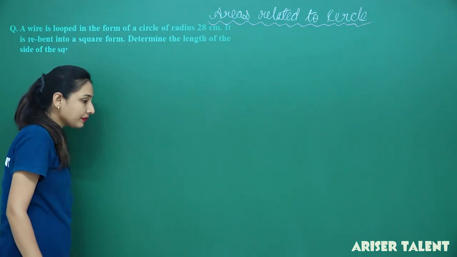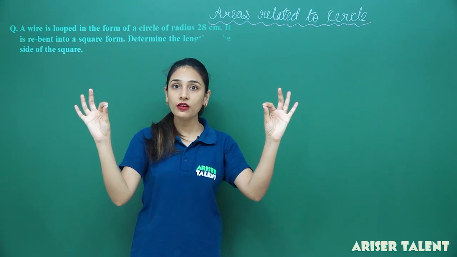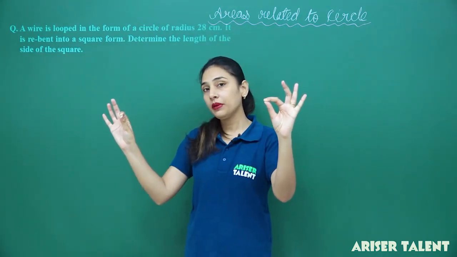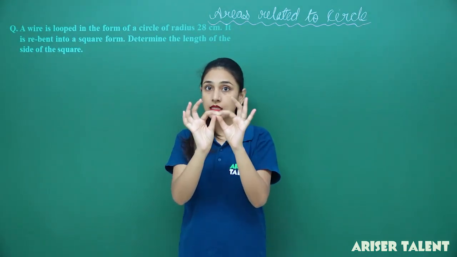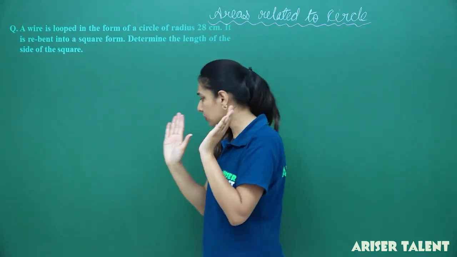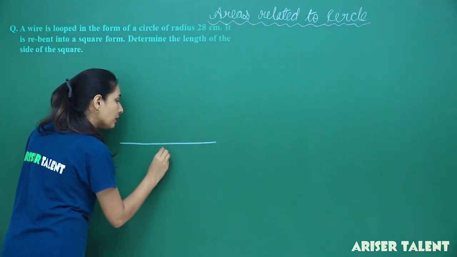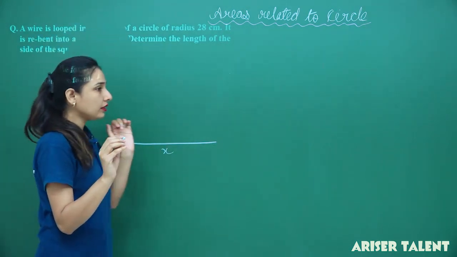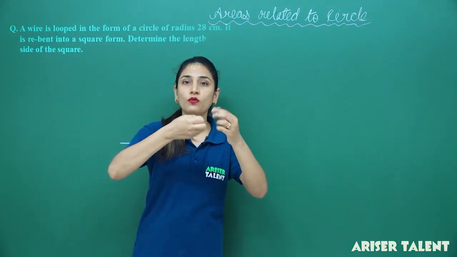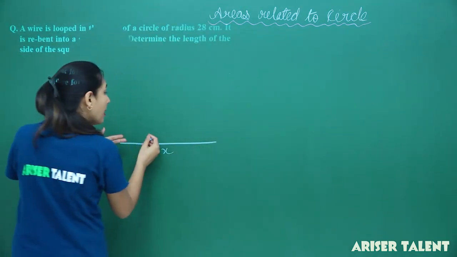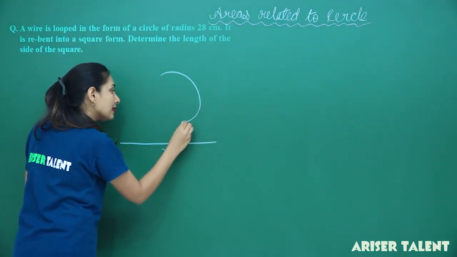Now what I'm having is a wire. Suppose this is a wire. Now what I've done, I have made a circle out of it. So the length of this wire is, let's suppose, some x. I just bend it and made a proper circle of some radius. So I just bend it like this, and here I made this circle from this.